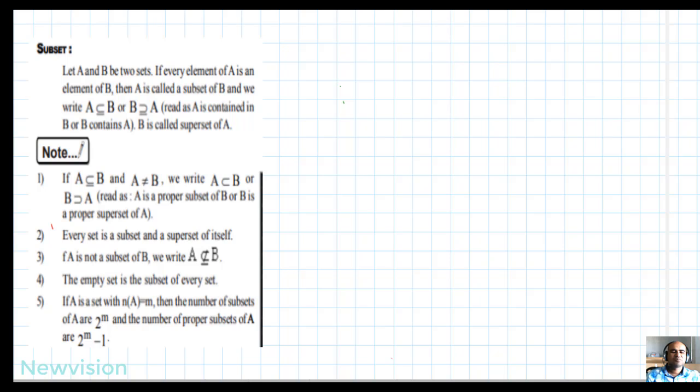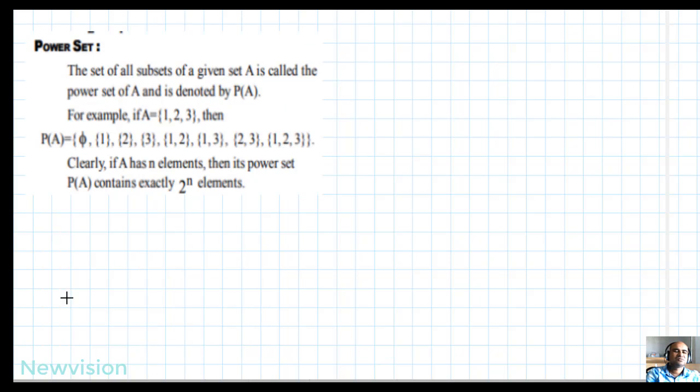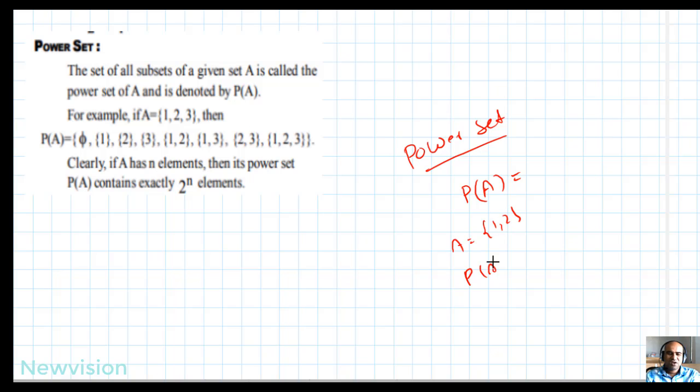Okay, so next concept: power set. A set A is given; the power set is denoted by the symbol P of A. P of A is the set of subsets of A. The set of subsets of set A is called its power set. For example, A is given as {1, 2}. What is P of A? You want to write all the subsets of A in set form.